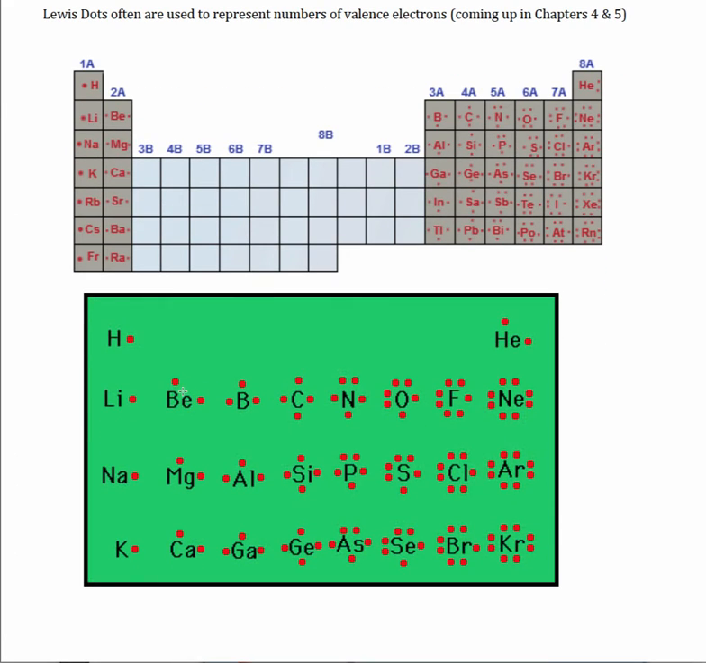Here are the main group elements, ignoring the transition metals. So 1 valence electron, 2 valence electrons, 3 valence, 4, 5, 6, 7, and 8 valence electrons, except for helium. Sometimes that's called a duet instead of an octet.